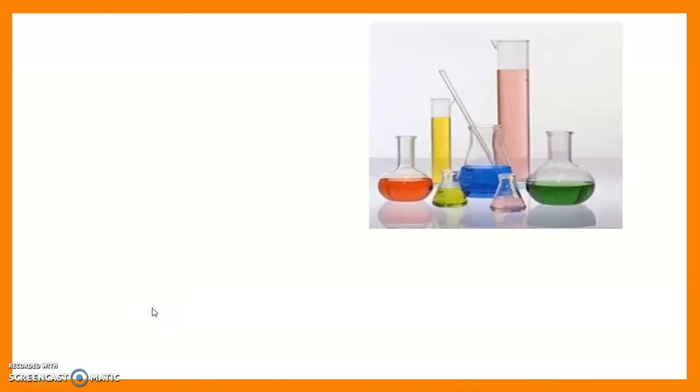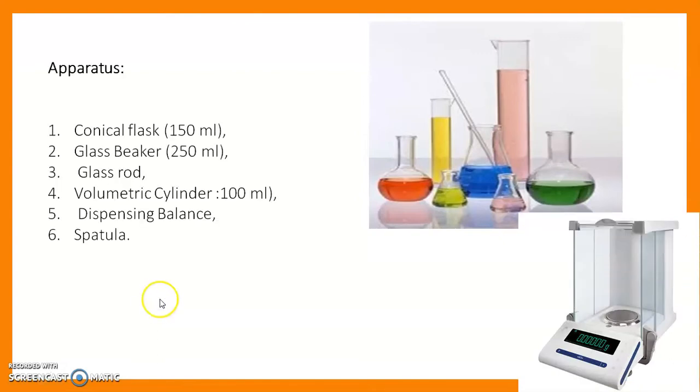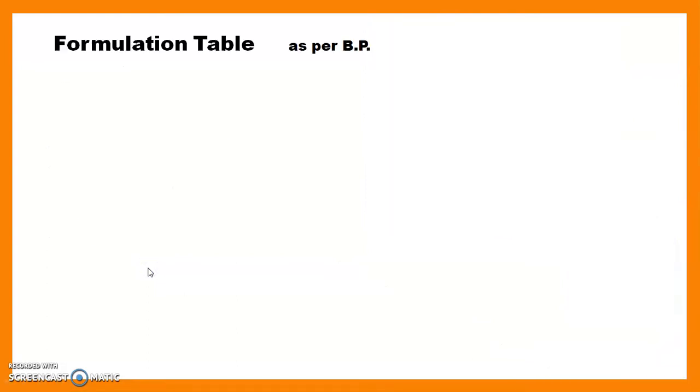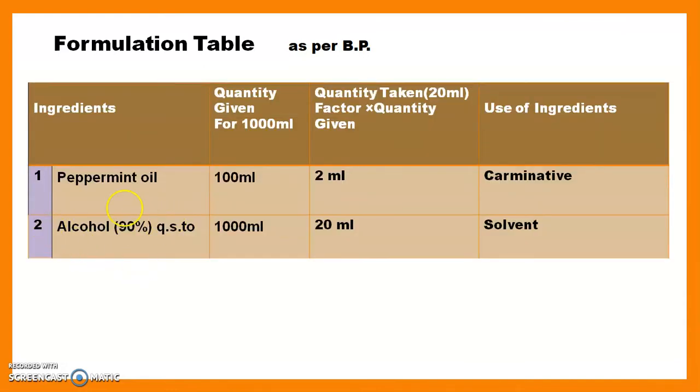After the theory, we move towards the apparatus required for our preparation: conical flask, glass beaker, glass rod, volumetric cylinder, dispensing balance and spatula. Then we move towards the formulation table. Here our formula is mentioned in the BP, that's why we take the formula from the BP.